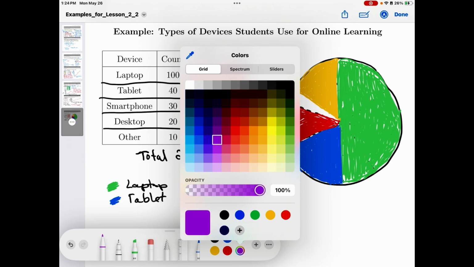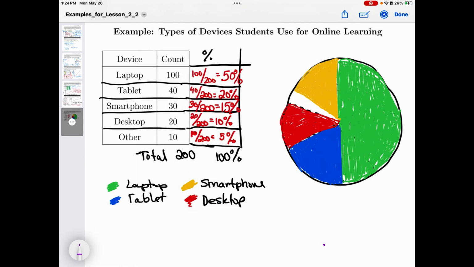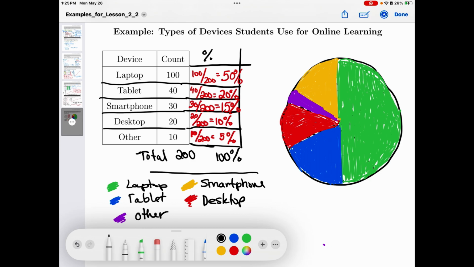Okay, our last slice, let's do, say, purple. Just pick a different color. We're going to do the other category, and that's 5%. So it was the other half of that slice I didn't use with the smartphones. So that's our 5%. So here's our key to show what these slices represent.